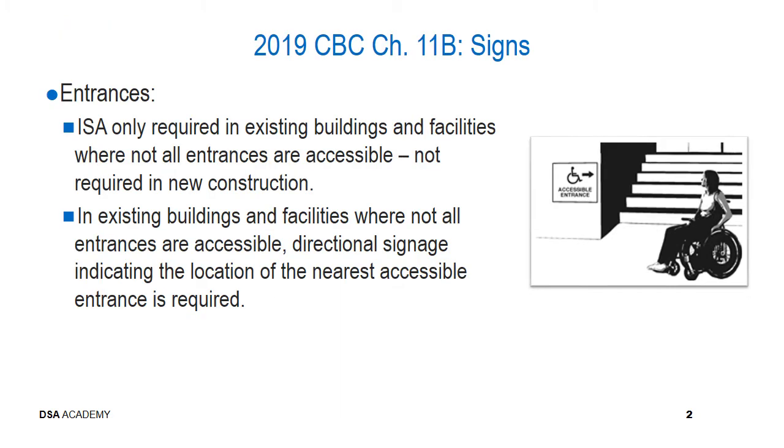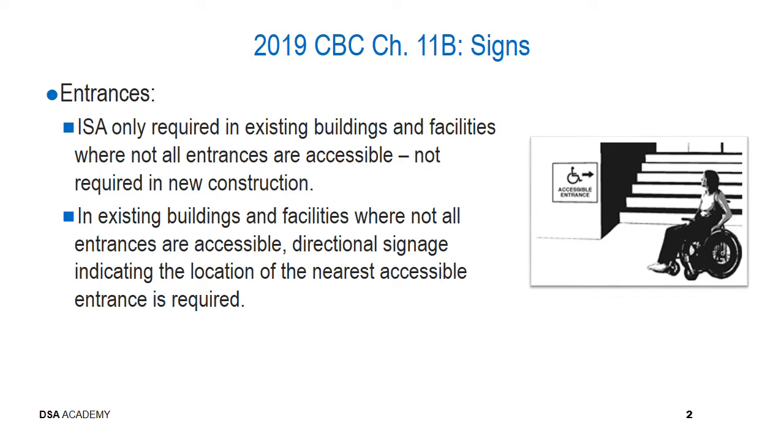At entrances, the International Symbol of Accessibility is only required in existing buildings and facilities where not all entrances are accessible. The ISA is not required at entrances in new construction. In existing buildings and facilities where not all entrances are accessible, directional signage indicating the location of the nearest accessible entrance is required.